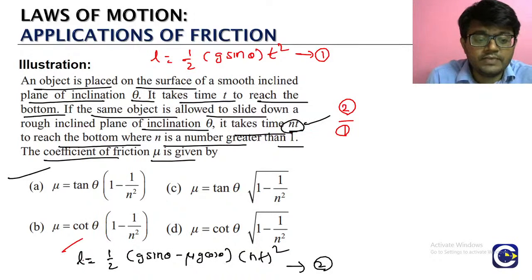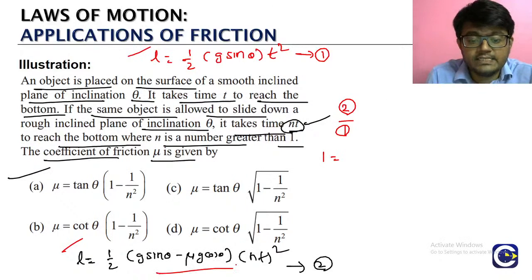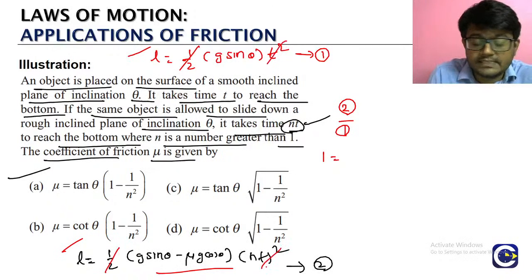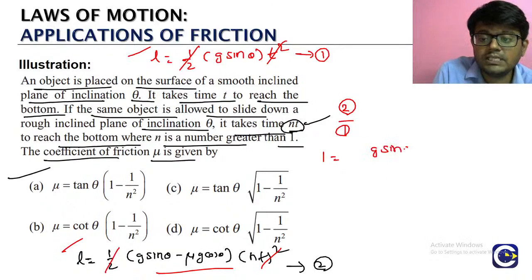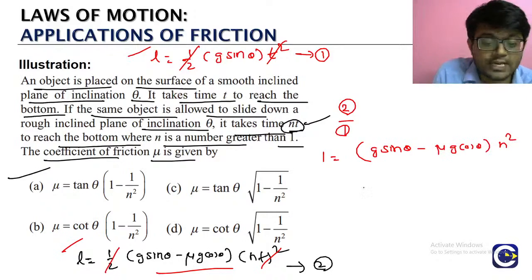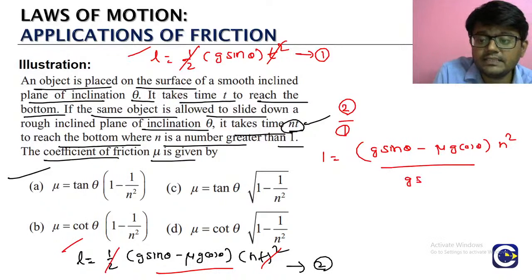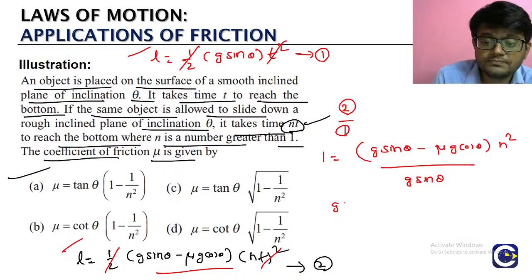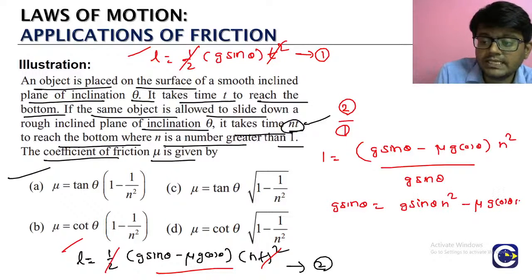Left hand side, what do we have? L. Here also L, means left hand side will be 1. Right hand side, what is this one? Half will be cancelled. T square will be cancelled. Then in the numerator we'll have g sin theta minus mu g cos theta into n square divided by g sin theta. Cross multiply. G sin theta is equal to g sin theta into n square minus mu g cos theta into n square.